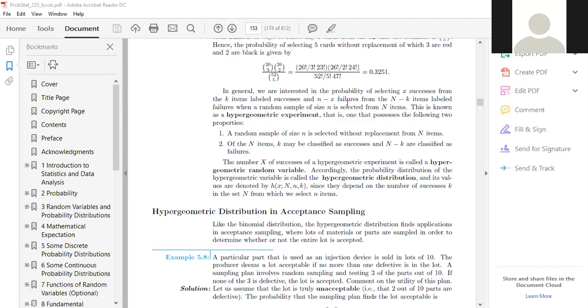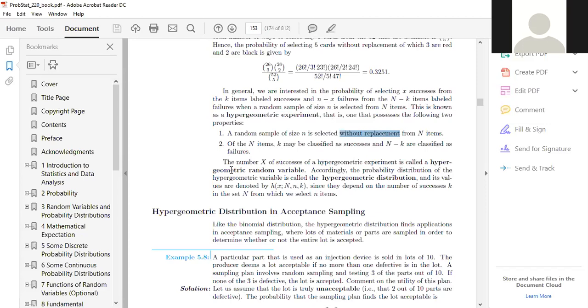So the properties for the hypergeometric experiment: the random sample of size n is selected without replacement, most important thing, from capital N items, right? Of the N items, K may be classified as a success. So naturally, N minus K is classified as a failure, because K is success out of this capital N. So N minus K, that is the failure rate. The number x of successes of a hypergeometric experiment is called the hypergeometric random variable.